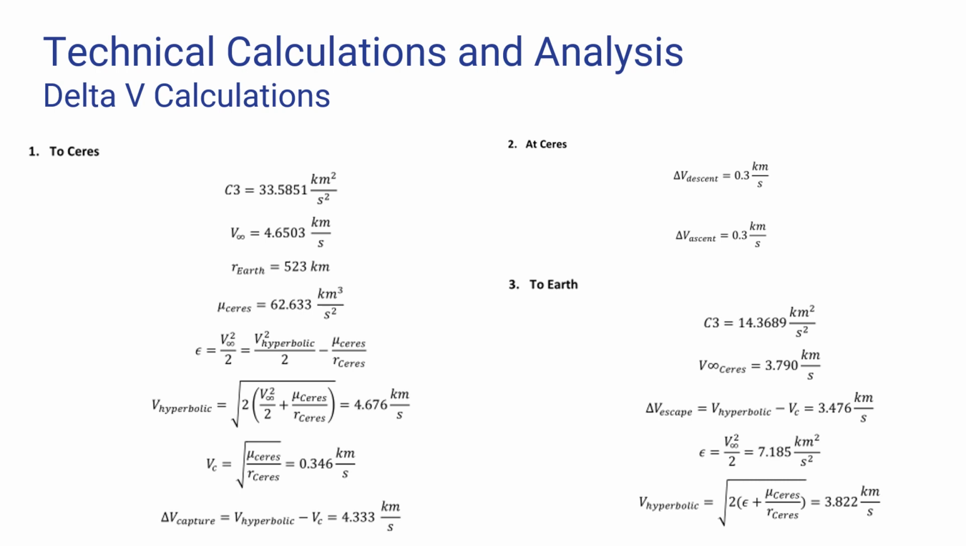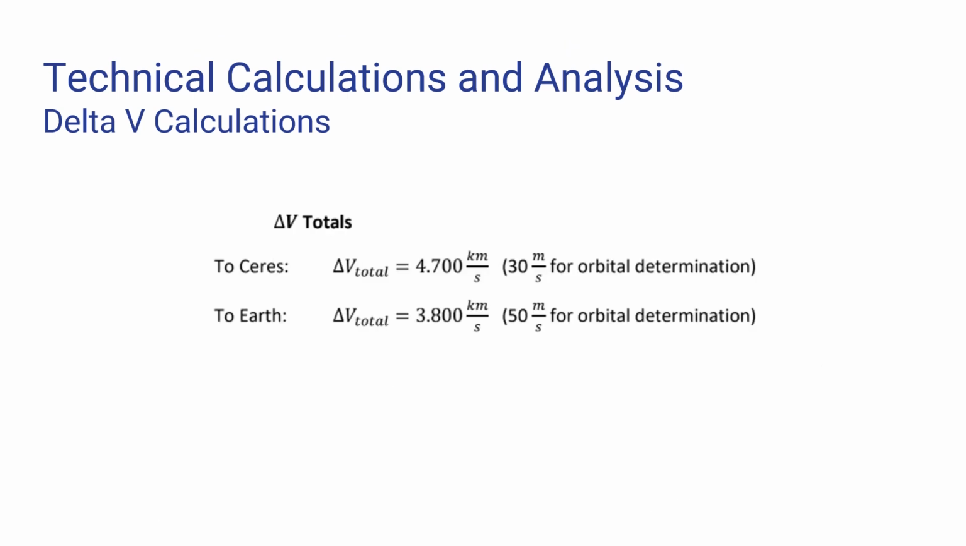From here, 300 meters per second of delta V each was allocated for both ascent and descent of the spacecraft to account for the polar nature of the orbit and a safety factor for abort sequences. Finally, the burn of the return trajectory was calculated with the MATLAB flyby finder using the chosen C3 for the Ceres-Mars-Earth flyby. Here, we can see the total values for our delta V.